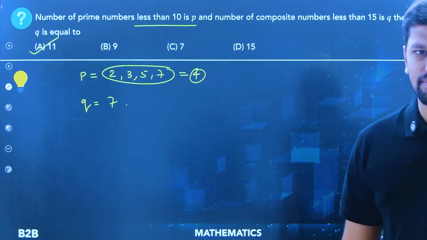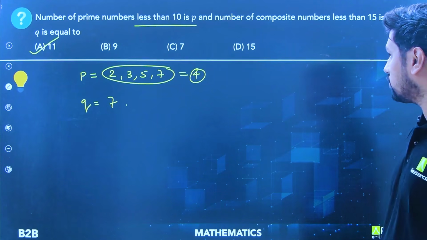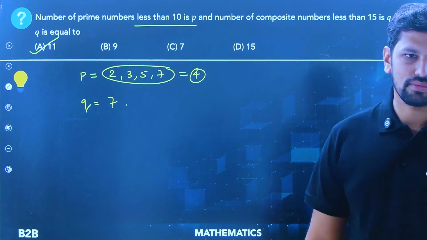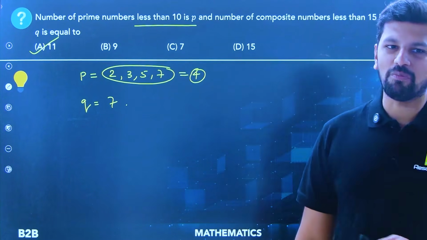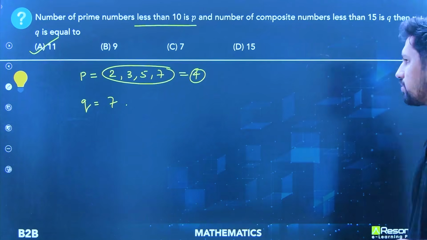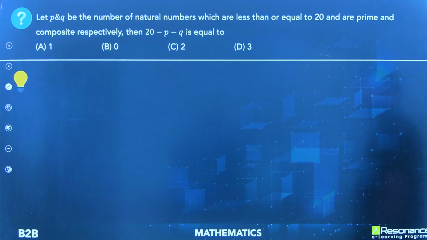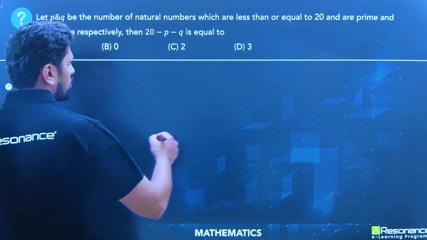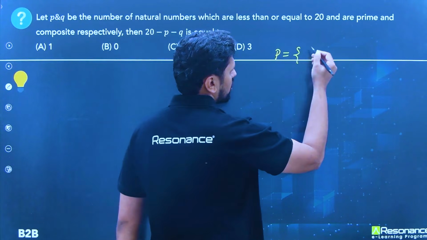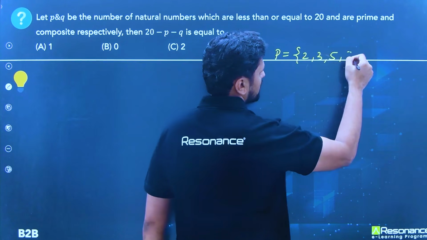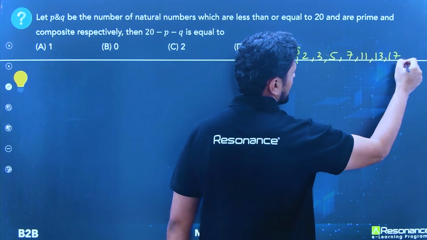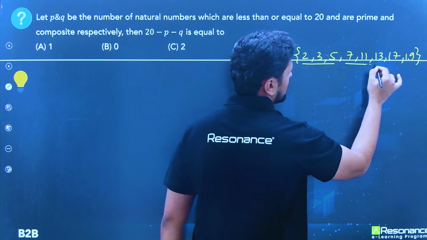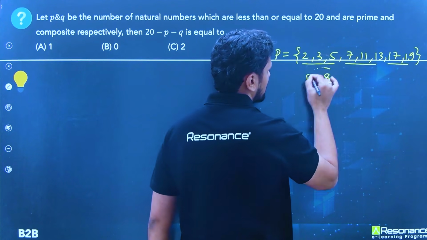Let's move on to the next one. Let P and Q be the natural numbers which are less than or equal to 20 and are prime and composite respectively. So number of prime numbers less than 20, again count. P can be equal to what values? 2, 3, 5, 7, 11, 13, 17 and 19. So 3, 3, 6, to 8. So P value is 8.